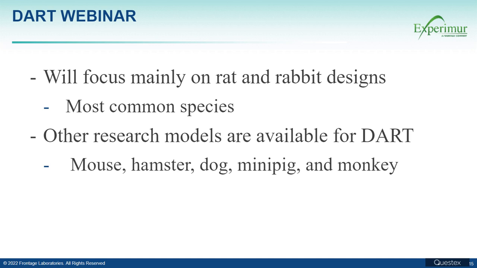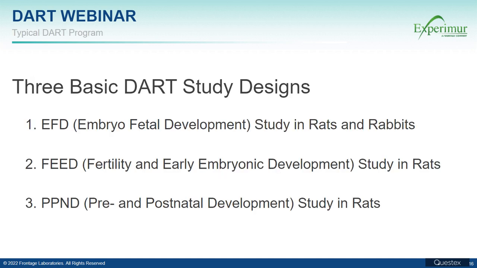I'm going to mainly focus on in vivo designs, rat and rabbit designs for DART studies, which are the most common species for this type of testing. There are other research models available as well for DART testing, which can include the mouse, hamster, dog, mini pig, and monkey. Okay, let's get to the study designs.